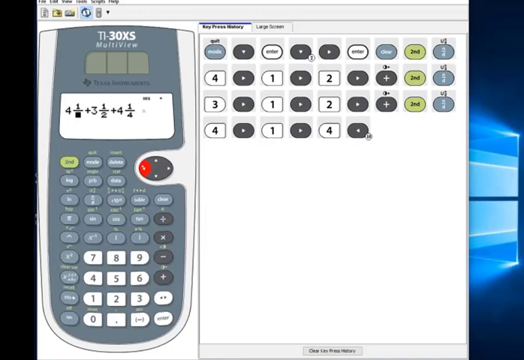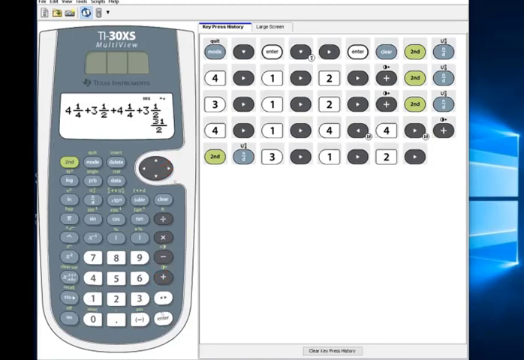You don't have to clear out the whole thing. Look, I just wrote 4 over the 2. Anyway, sorry. Pretend like I did that on purpose for a teaching lesson. Okay, plus, and I'll press second, N over D to get my other 3.5. There it is, 3.5, and I press enter, and I see I got 31 halves.